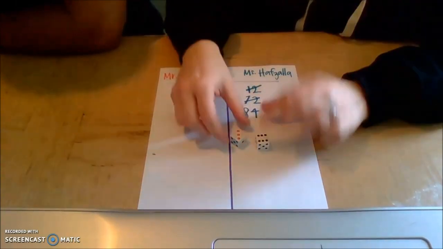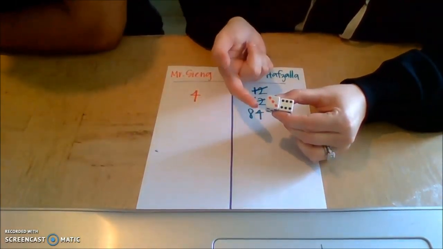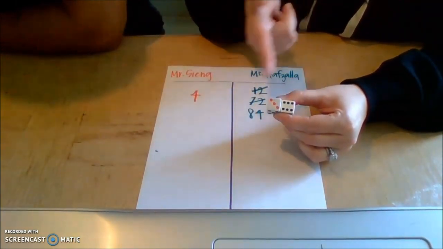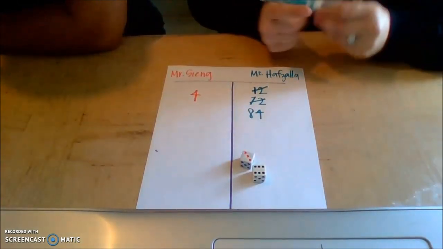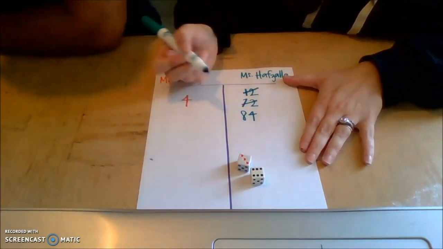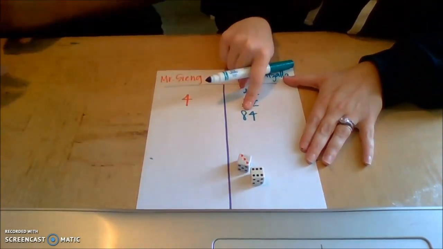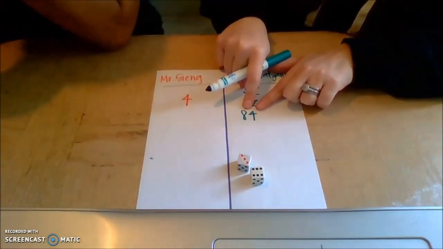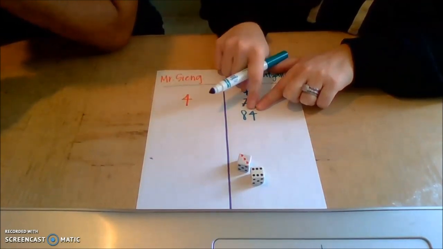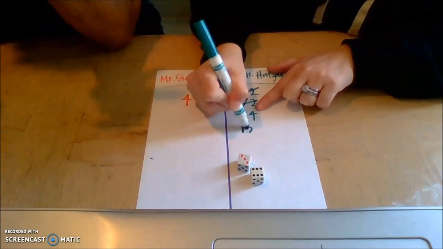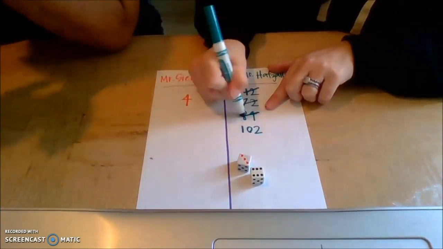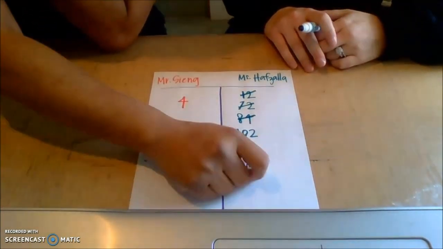So I'm kind of wondering if there is a pattern. Does it matter if the dice are even? Does it matter if the dice are odd? I'm going to just stick with my 18 because I'm curious to see what Mr. Sang does. So I'm adding 18 to this. So 84 plus another 10 is 94. 94 plus another 8 is 102. Okay, let's see what Mr. Sang does.